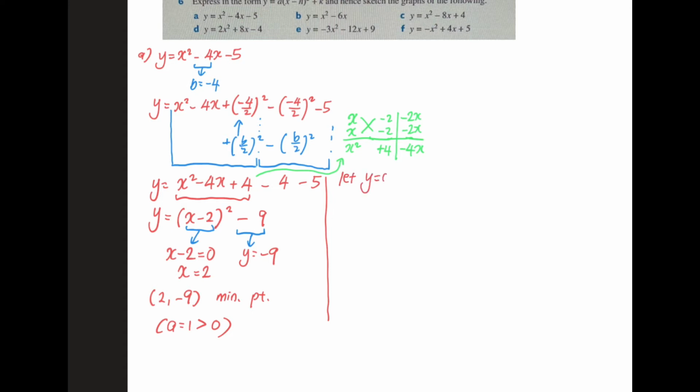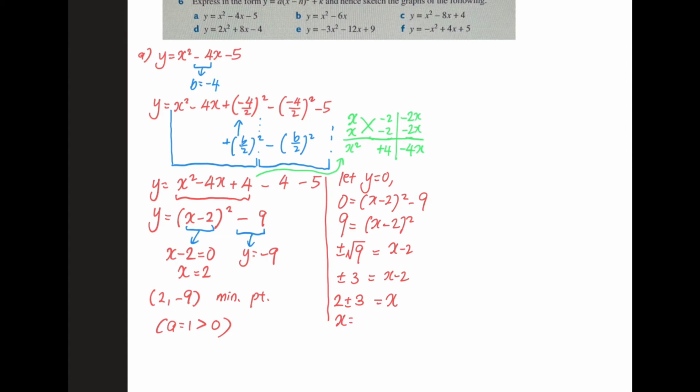Let y equal to 0. So 0 equals (x minus 2) squared minus 9. So we need to find the x. I bring the minus 9 to the left, I get 9. I bring the square to the left, I get plus minus square root of 9, which is plus minus 3. Then I bring the minus 2 to the left, I get 2 plus minus 3.